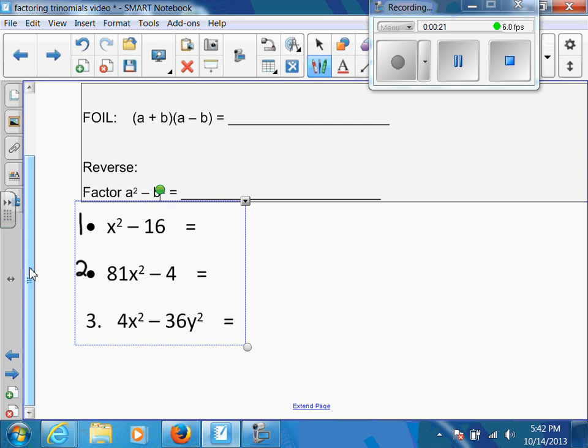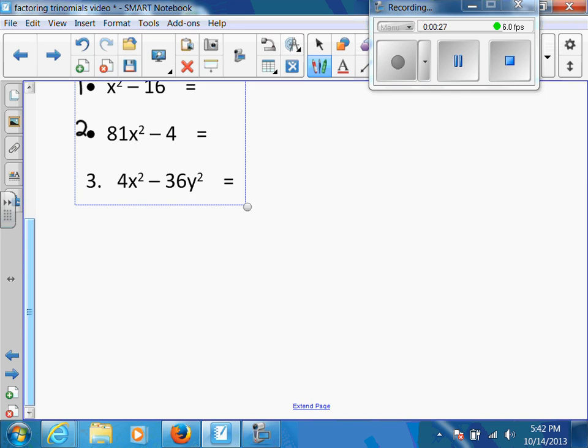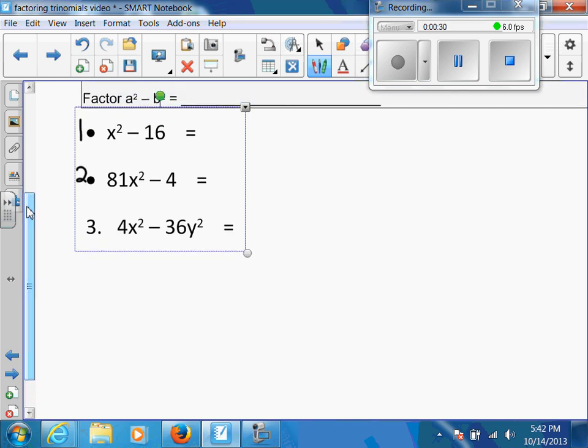First step would be to put in descending order. It already is. Second step would be to find the GCF. There's nothing in common between x squared and 16. Third step would be to identify A, B, and C. A, remember we find A in front of the x squared. So I have 1. So A is 1.